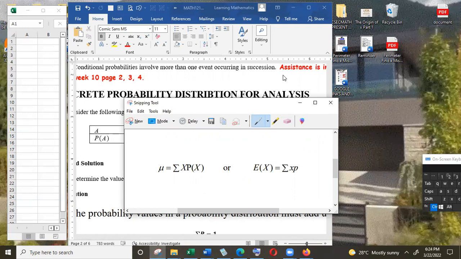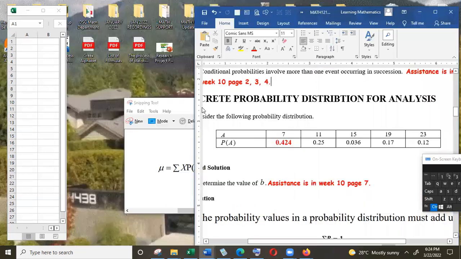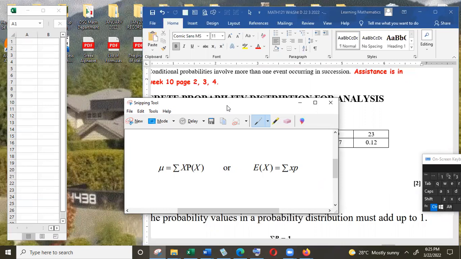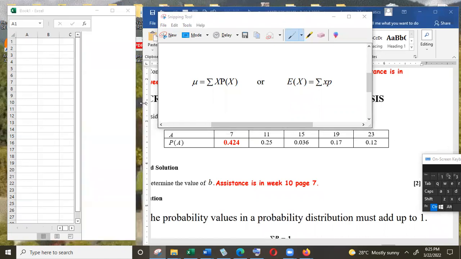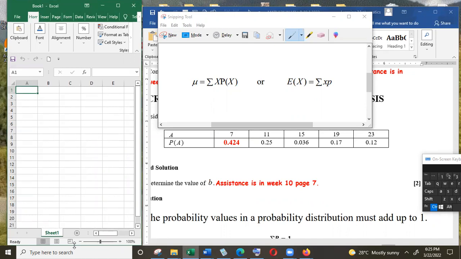So here we have the problem. Here we have the formula. Here we have our calculator, Excel. So we create a table, created for us already. In the first column, we put the X values.